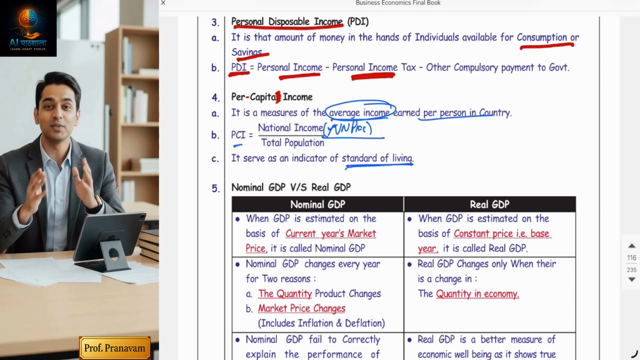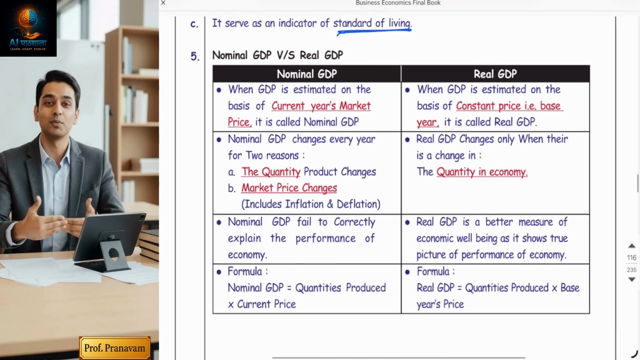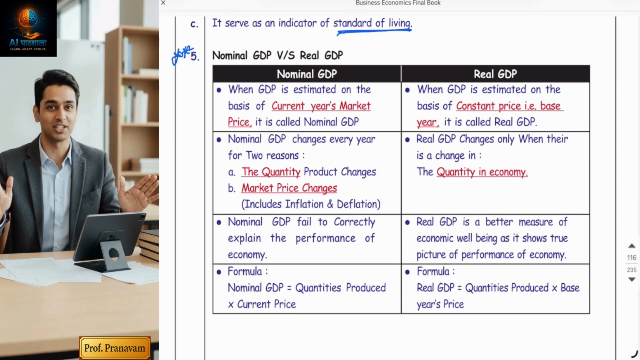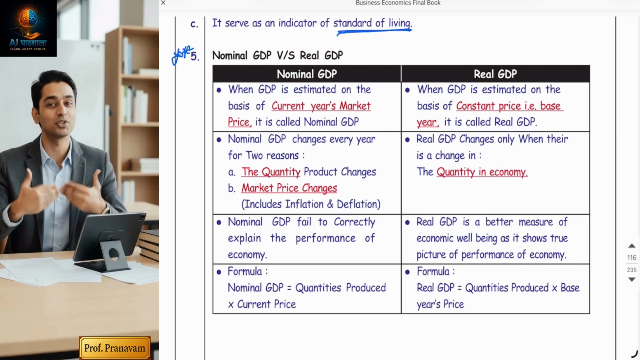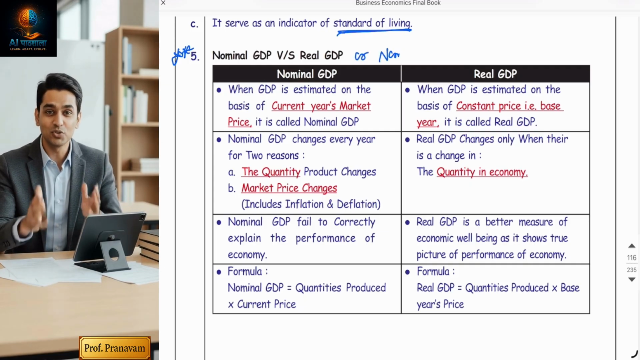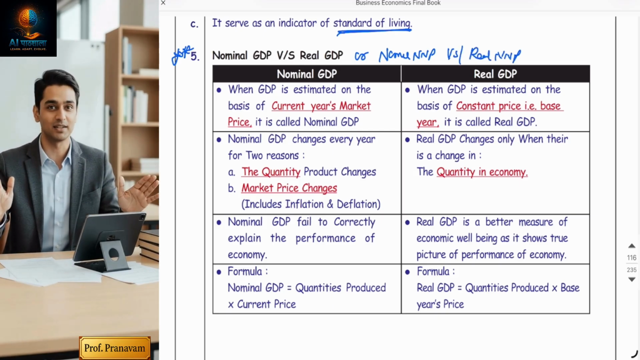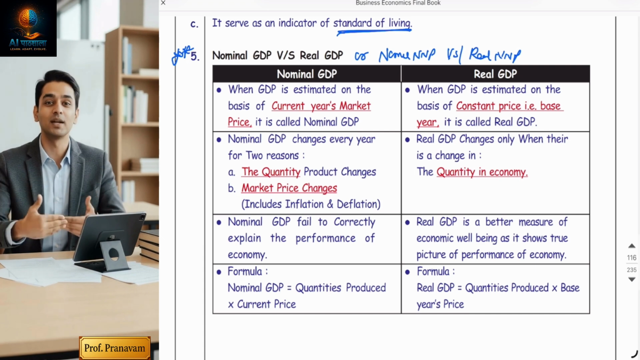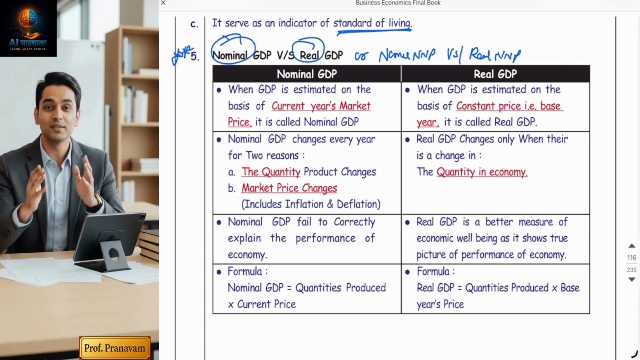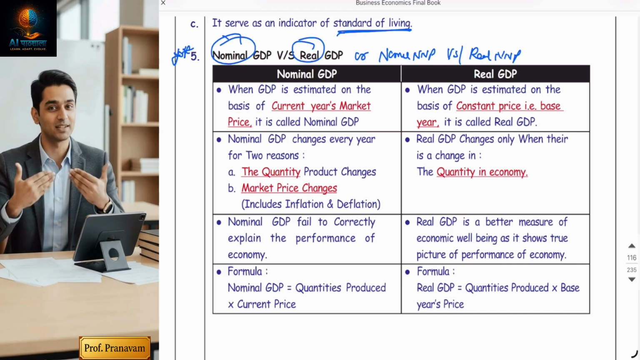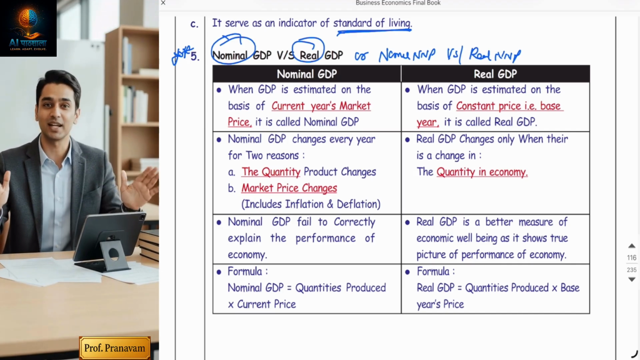Okay, now after this, the last part, second last but very important: nominal GDP versus real GDP. It is also called nominal national income, NNP, versus real NNP. Now here the concept is not GDP or NNP. Here the concept is nominal and real. Guys, national income is calculated in two ways.